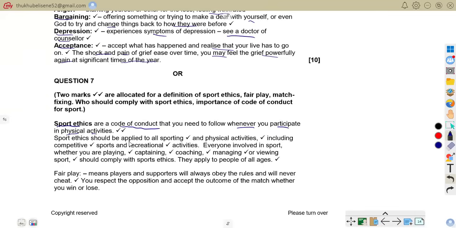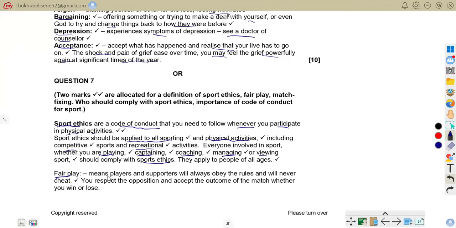Sport ethics should be applied to all sporting and physical activities, including competitive sports and recreational activities. Everyone involved in sport, whether you are playing, captaining, coaching, managing or viewing sport, should comply with sports ethics. They apply to people of all ages.